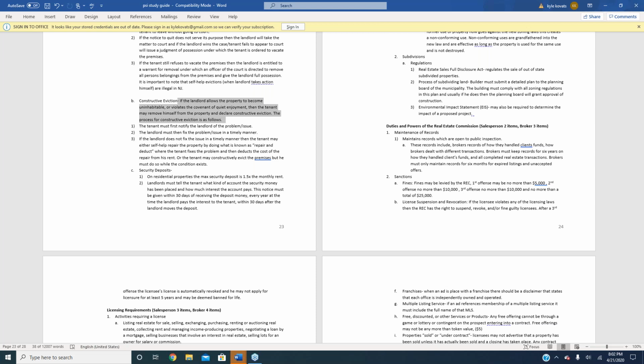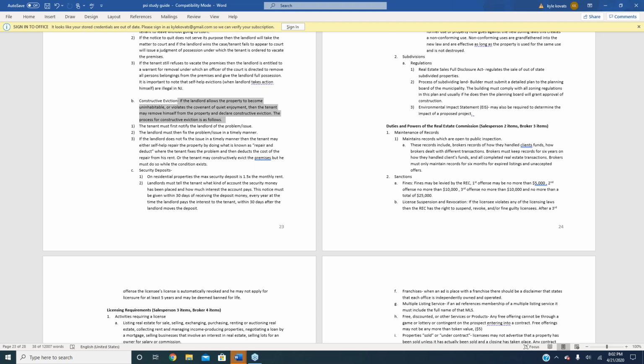Number 2, you have to give them a reasonable period of time to fix the issue. Now, reasonable period of time is very subjective. That's really up to the courts. And number 3, if the landlord doesn't fix the issue in a reasonable period of time, the tenant would have to vacate while the problem currently exists. So those would be the 3 steps involved in that.